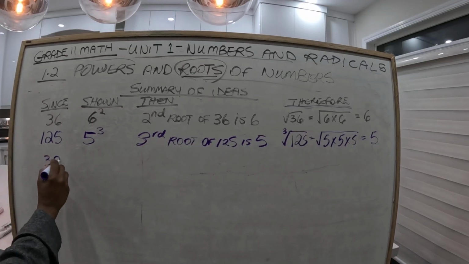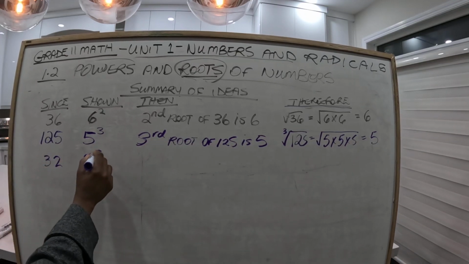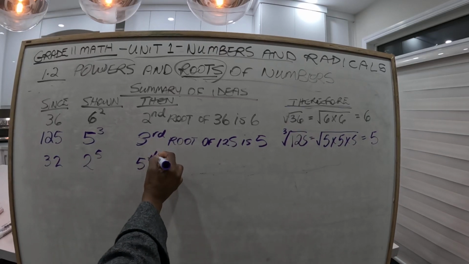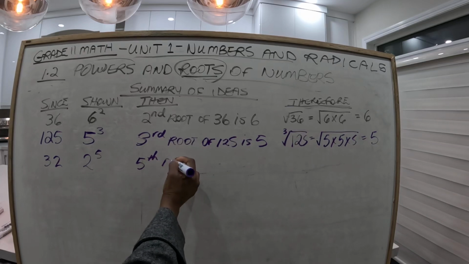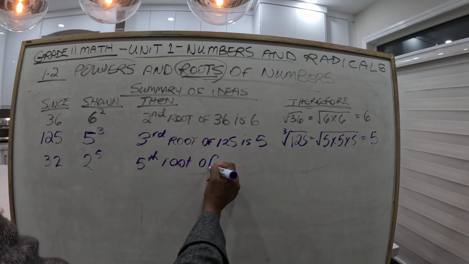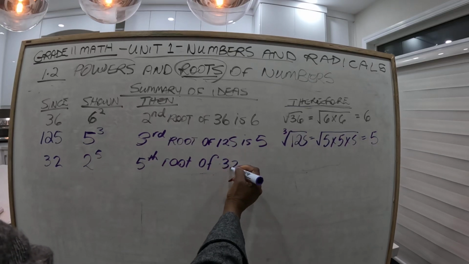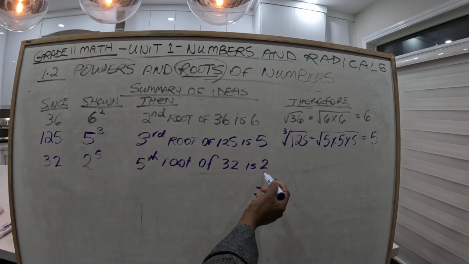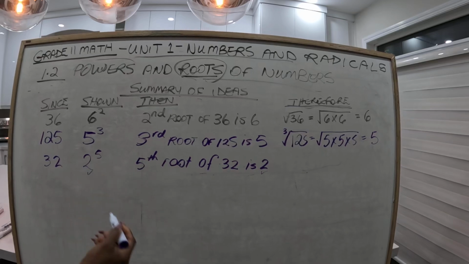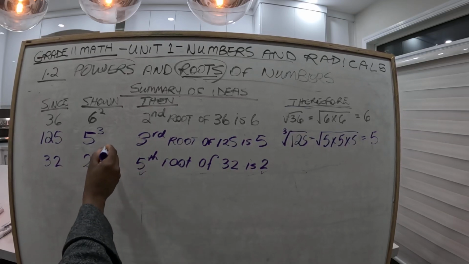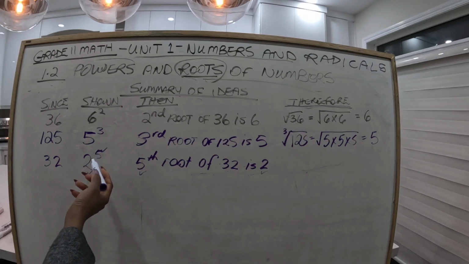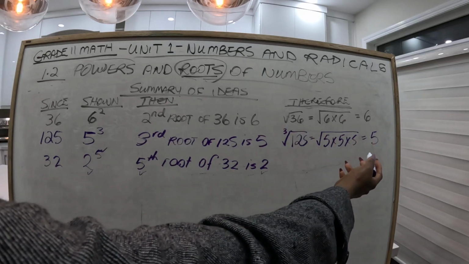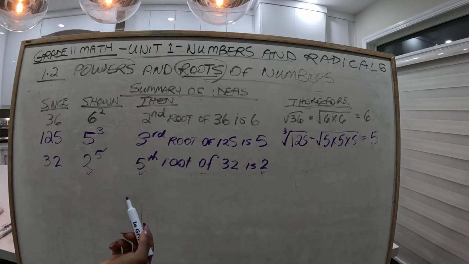32 is 2 to the power of 5. Therefore, the fifth root of 32 is 2. And do you see the connection? So this is the base. This is the power, right? And the power, opposite of power is the root. And the base will be the answer that you're getting once you find the root.